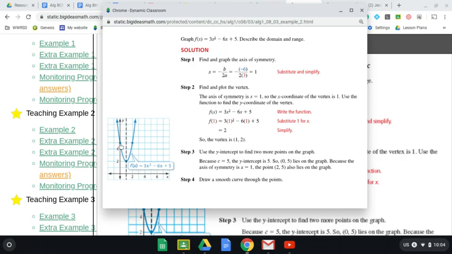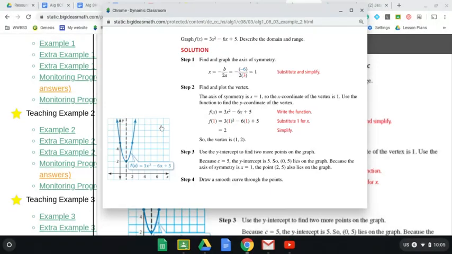Next, we're going to plot the y-intercept, which is the point 0, 5. And then I want to draw its symmetric point across the axis of symmetry. Because this point is just one box to the left of this axis of symmetry, I can put a point one box to the right of the axis of symmetry, which becomes the point 2, 5. And then I can draw my smooth curve right through these 3 points here. I really only need these 3 points to draw a parabola.